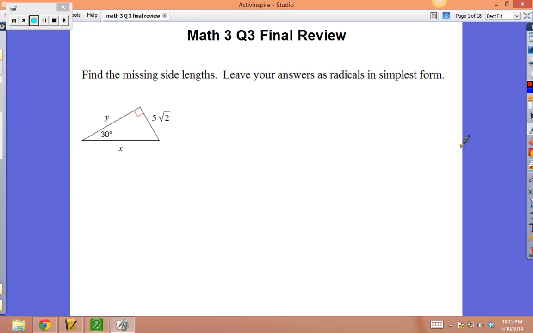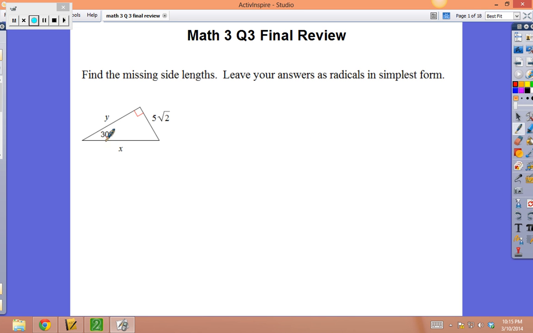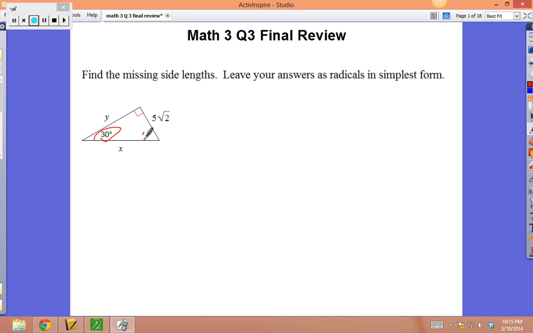Okay, number 1. So trig, your eyeball should see the 30 and recognize that it's a 30, 60, 90, and a 45, 45, 90, you know inside and out. So 30, 60, 90 comes from an equilateral triangle. All 3 sides are the same. So if you draw the other half, it kind of makes it easy to identify which sides are which.